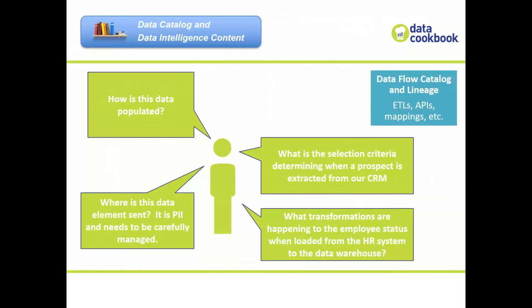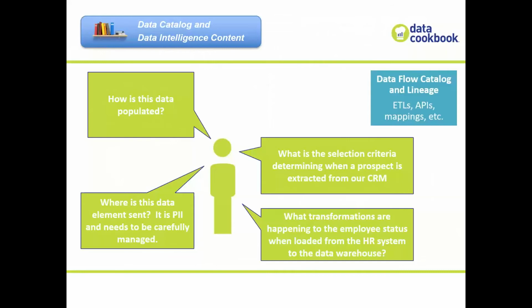So types of things people might say is, how is this data populated? Where is it coming from? What sort of transformations happen? Or someone saying, hey, where is this data sent? It is PII. It needs to be carefully managed. So understanding the ultimate distribution of the data from a source data system as opposed to where it's coming from.